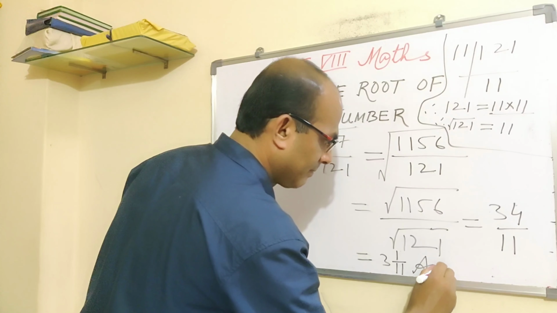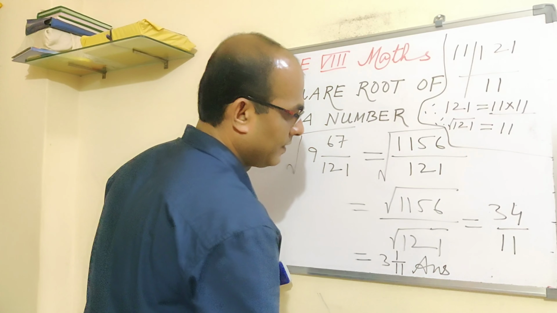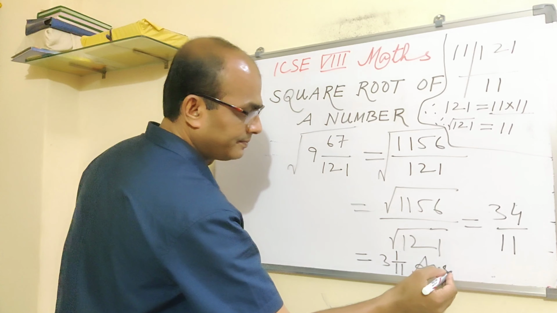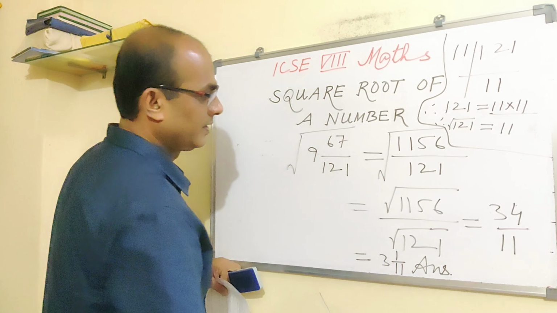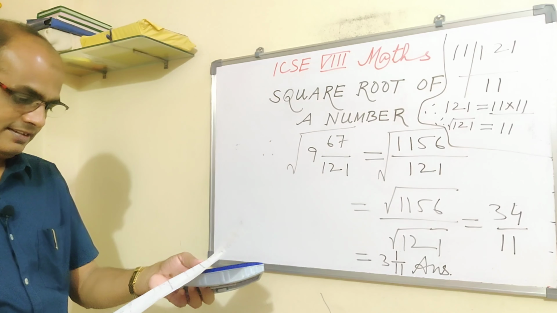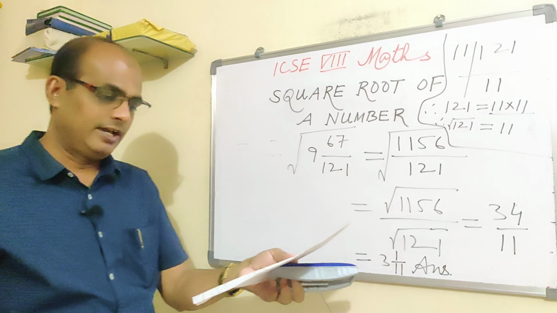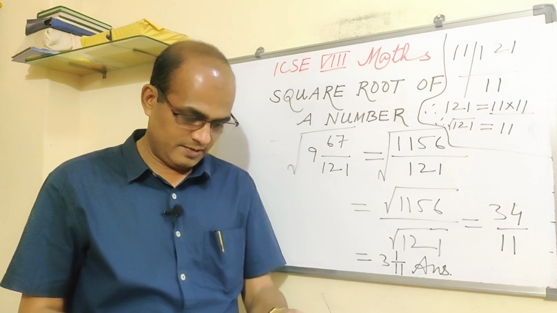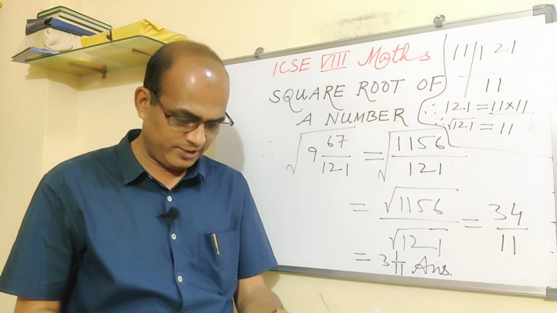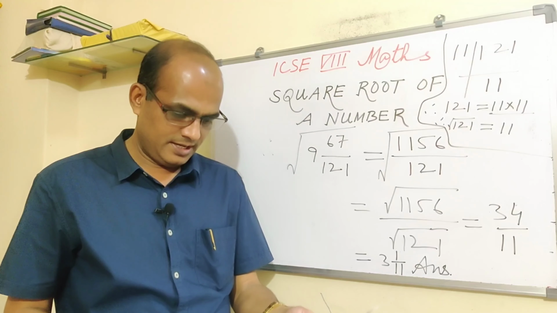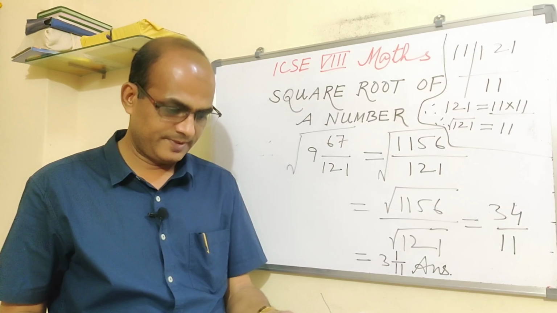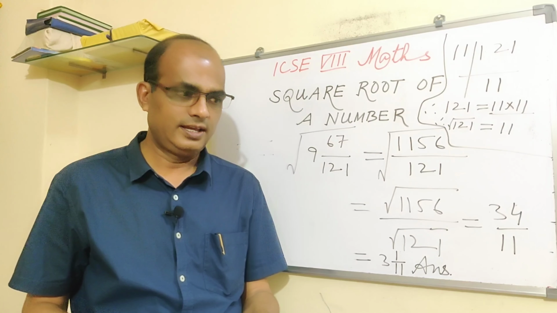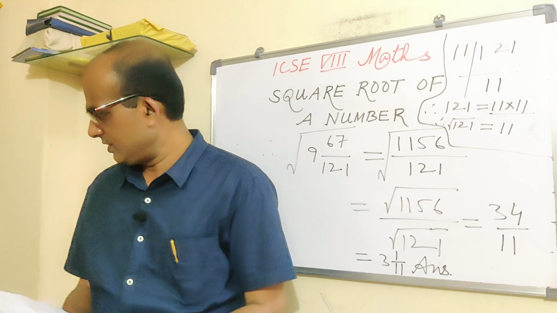Clear? Is this clear? 3 1 upon 11 is the answer. 3 1 upon 11. Yes, right. I hope things are clear. Everything is clear. Now, one question you write as homework. It's okay, that I'll do in my next lecture. Okay then. So this was the last question for today.